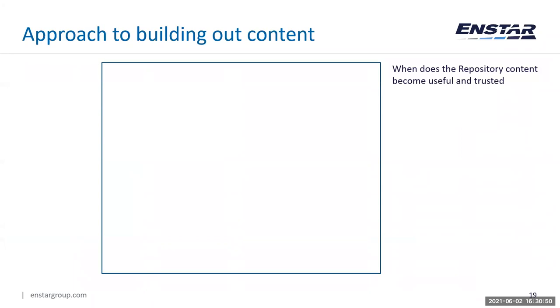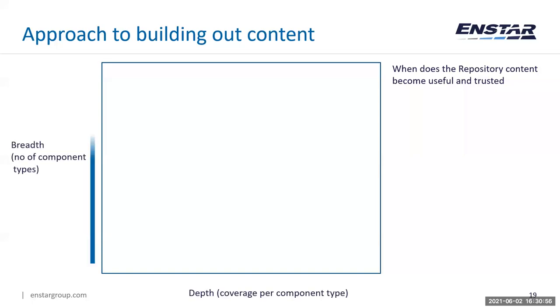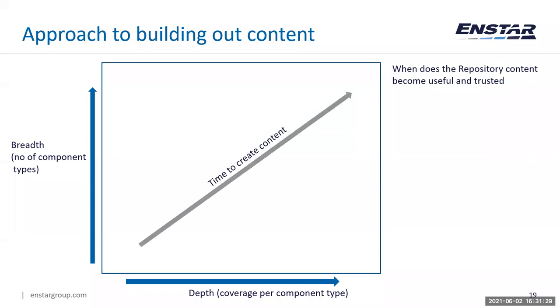So the approach to building out the content, where to start is always the biggest question, I think. This diagram here is just to illustrate a way to look at it, which is to start thinking about, in order to answer some questions, how many component types do you need in order to answer that question? Here it's described as the breadth. The depth here is how much coverage do you need per component type? How accurate and complete does the data need to be before it becomes useful and trusted? And obviously, the wider it is and the deeper it is, the longer it takes to create that content.